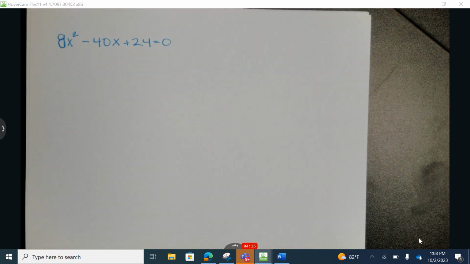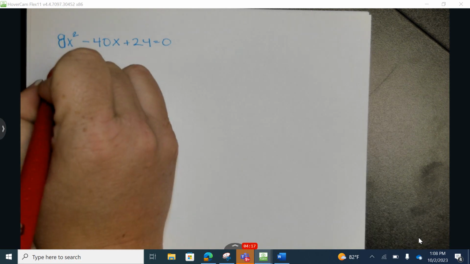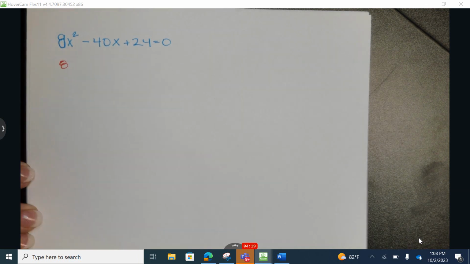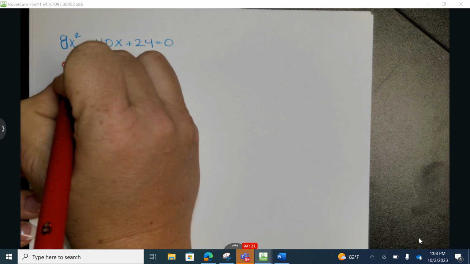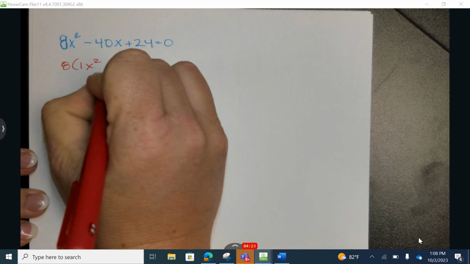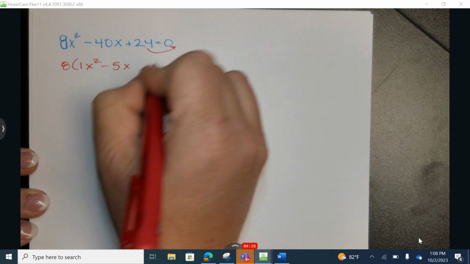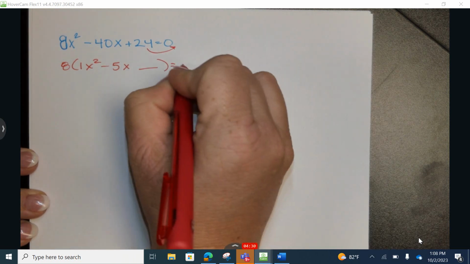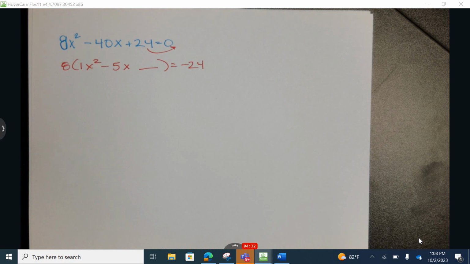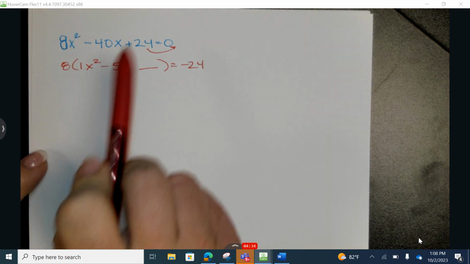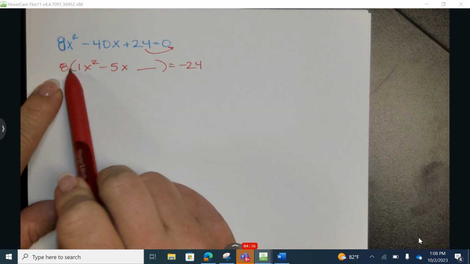So the first thing I'm going to do is factor out the 8 in front. So 8 times 1 is 8 with an x squared. 8 times -5 is -40. I'm going to move this to the other side. And when the 24 moves over, it becomes a -24. So again, I moved the 24 over, and then I figured out what goes here.